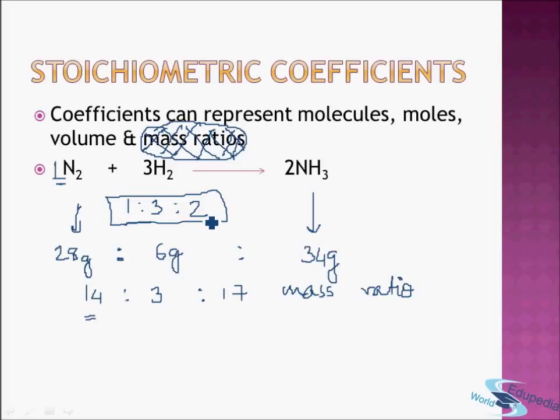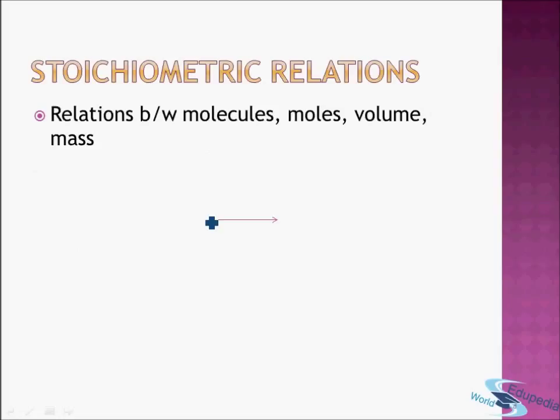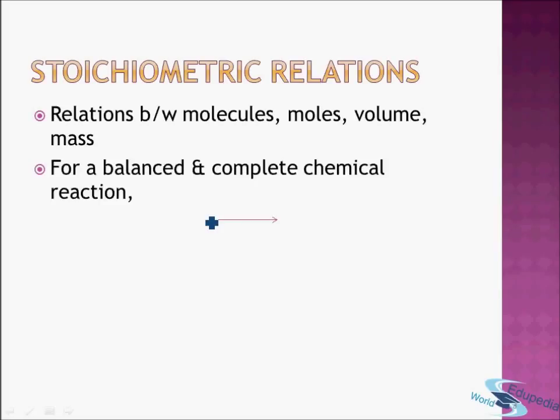Alright, so let's look at stoichiometric relation, that is between molecules, moles, volume and masses taking part in a reaction. See, for a balanced and complete chemical reaction such as aA plus bB gives cC plus dD. Let's make it clear a bit.